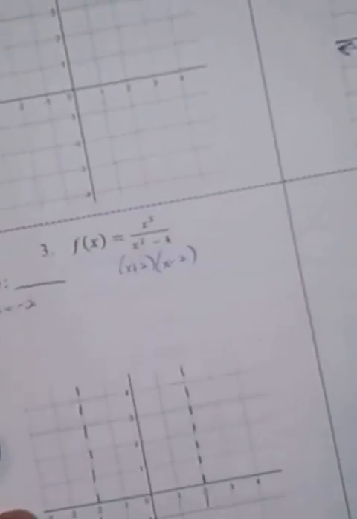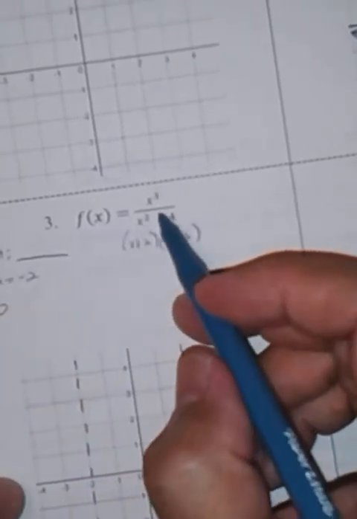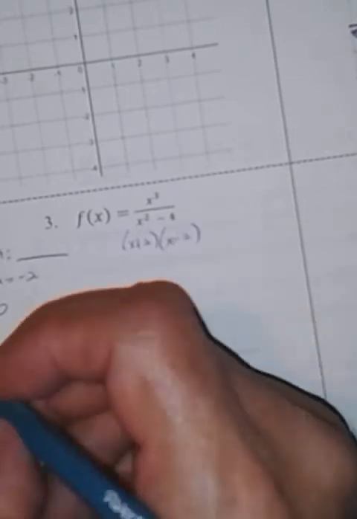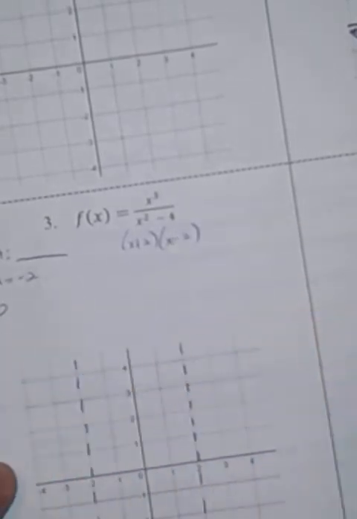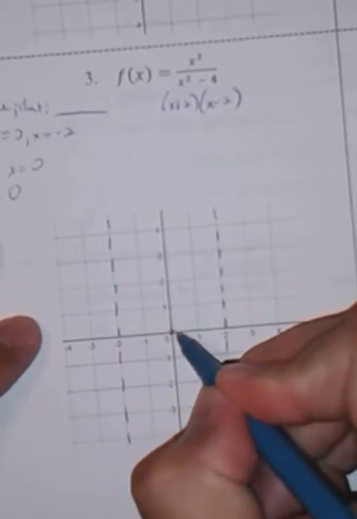The x-intercept is the zeros of the numerator that are not also zeros of the denominator. So x equals 0, right? Because x to the third equals 0 would be x equals 0. Y-intercept would be f of 0. So 0 over 0 minus 4 would be 0. Okay, well, I don't know if that helps. Well, we do have one point, though. At 0, 0, there's a point.